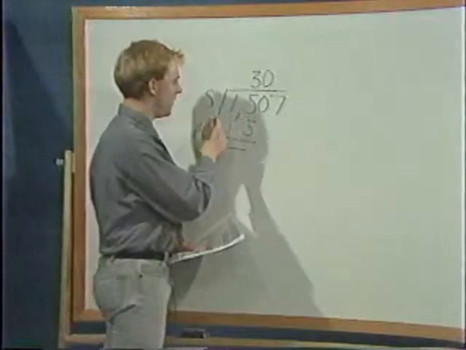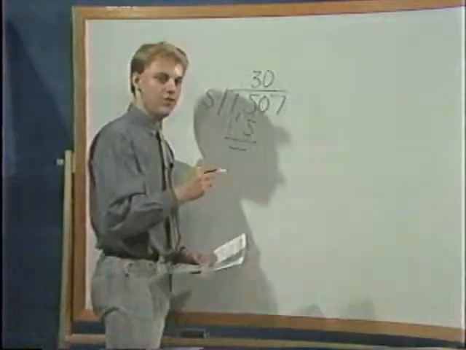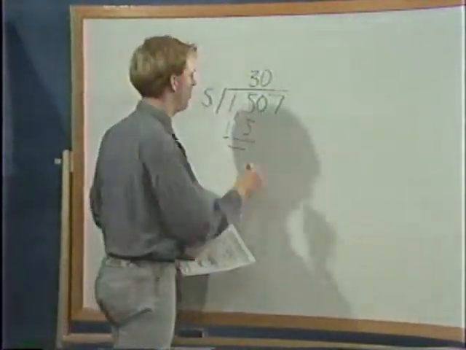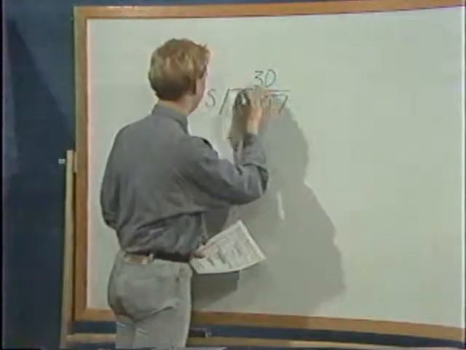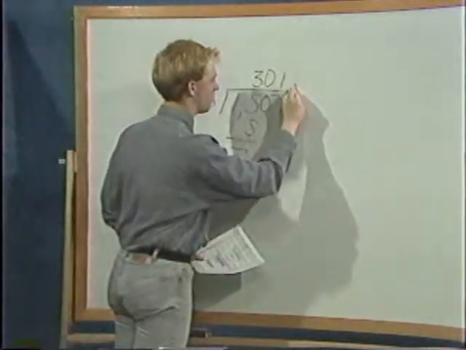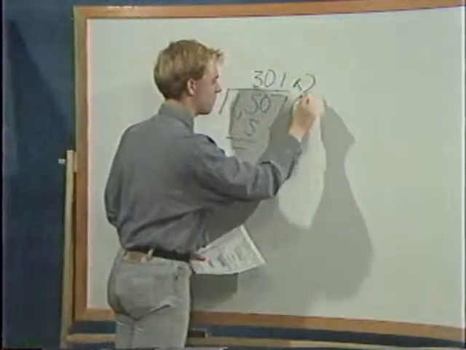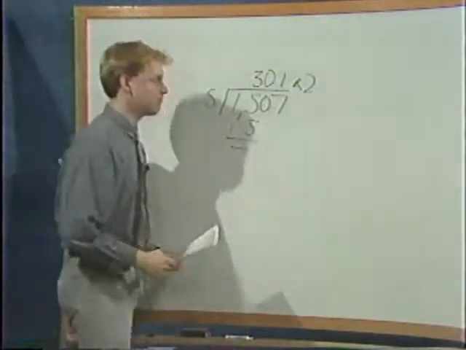Then you divide 5 into 7. It will go into 7, but will leave a remainder of 2. It's written this way. And I hope that answers your question.